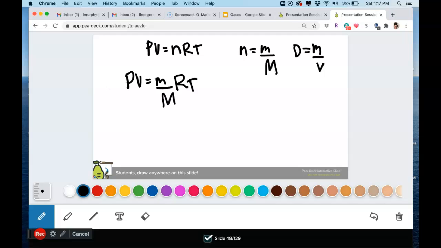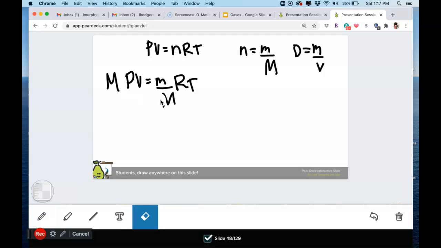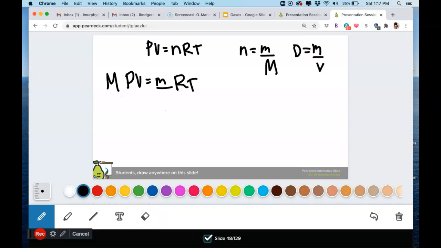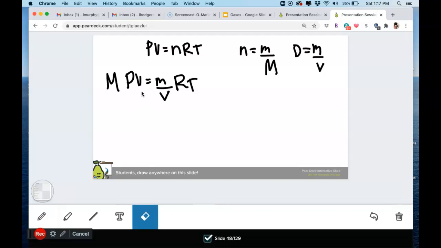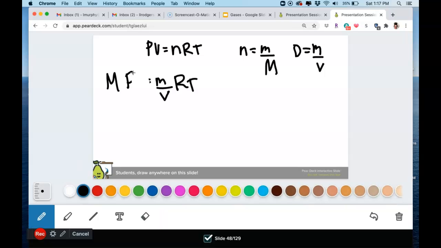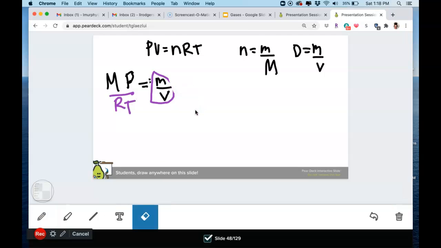So I'm going to put molar mass over here, multiply both sides by molar mass. We're just doing some algebraic manipulations. Okay? And then divide by V, okay? So that gets rid of my V. And then this whole term right here is density. So I'm going to divide both sides by RT so I can get density by itself. So this is density equals molar mass times pressure over gas law constant times T. Okay, so this is the equation for the ideal gas law in terms of density.